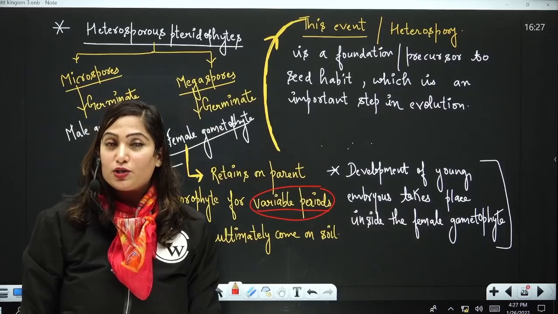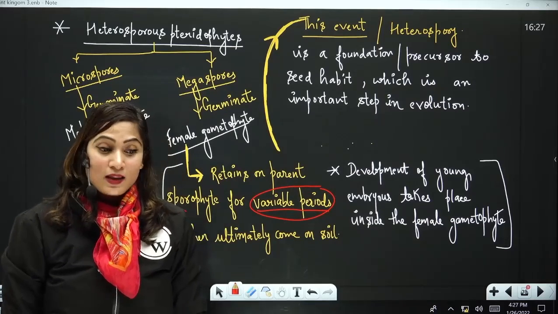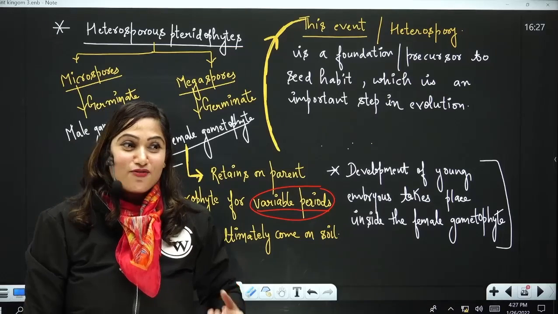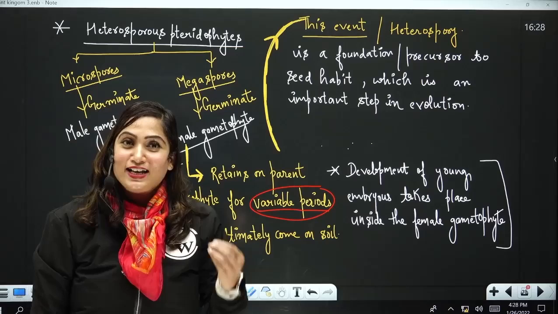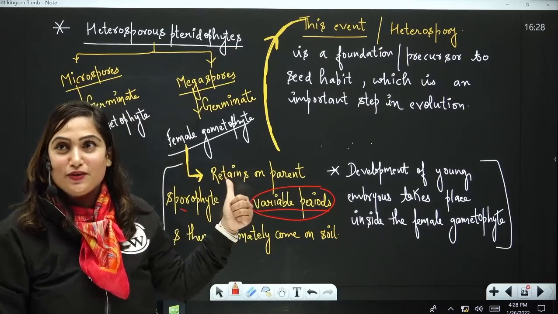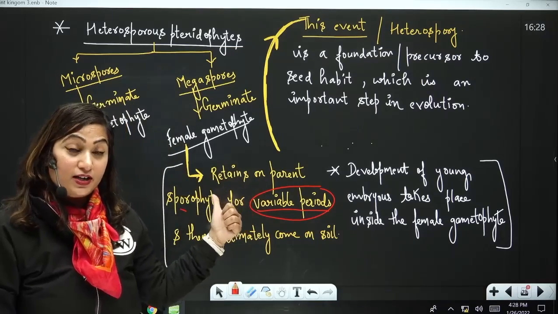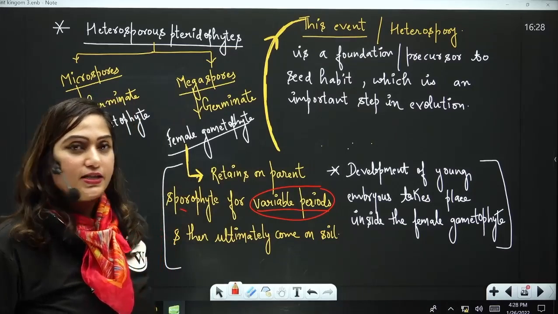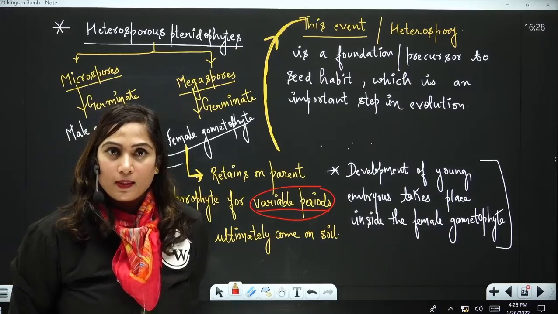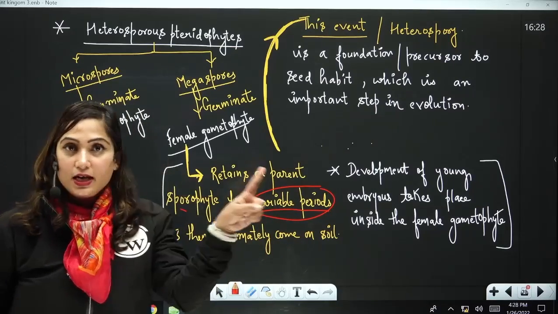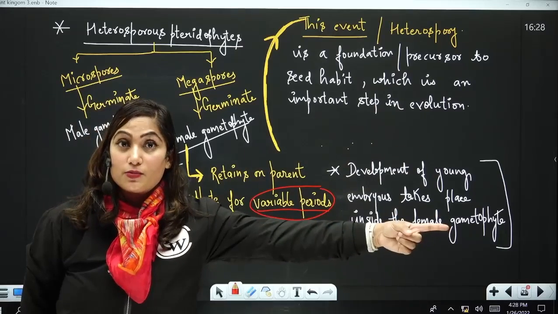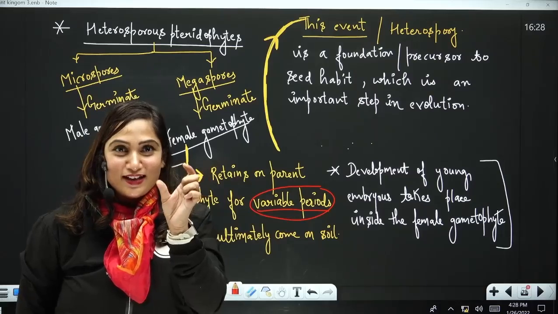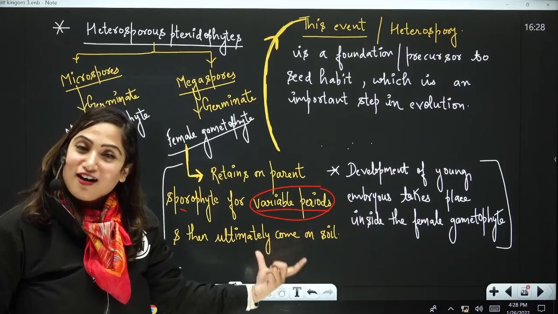You know that seeds are found in gymnosperms and angiosperms, right? So the beginning of the seed habit, the starting of that, is laid down in the heterosporous pteridophytes. Seed will not be formed in them. In heterosporous pteridophytes, seed will not be formed. Seed will be formed in gymnosperms. But the requirements to form a seed, that is heterospory and these conditions, started here.